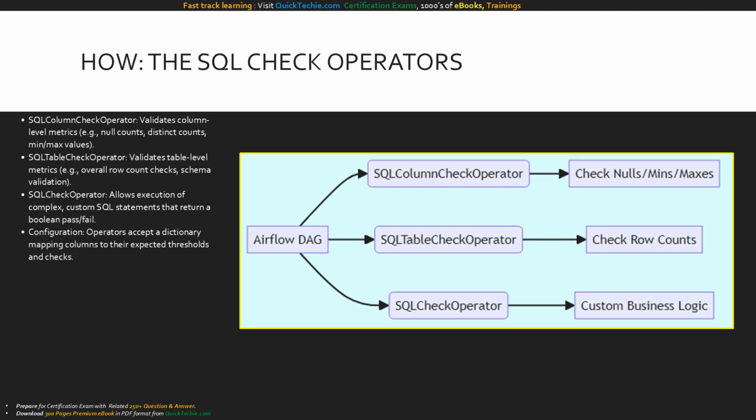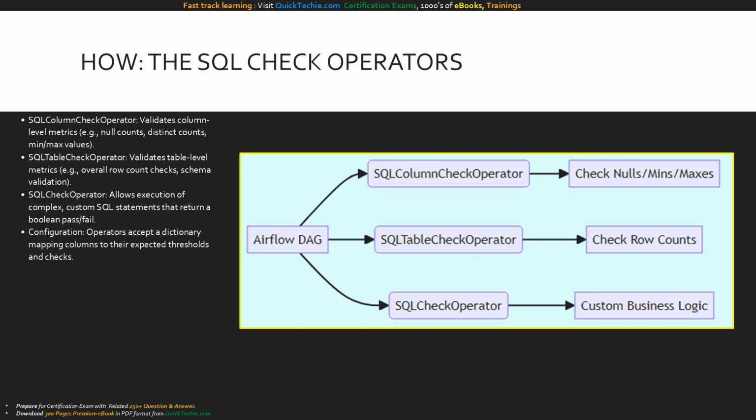Now let's talk about how we actually execute these checks. Airflow recently introduced a powerful suite of native operators specifically for this purpose. The first is the SQLColumnCheckOperator. This operator allows you to easily validate column-level assertions, such as ensuring a column has 0 nulls, or that its maximum value doesn't exceed a specific threshold.